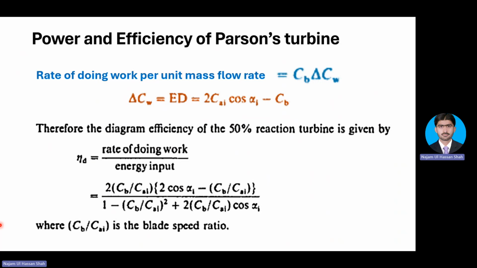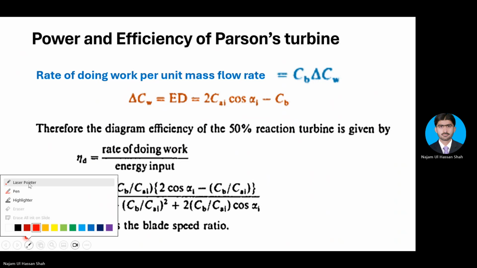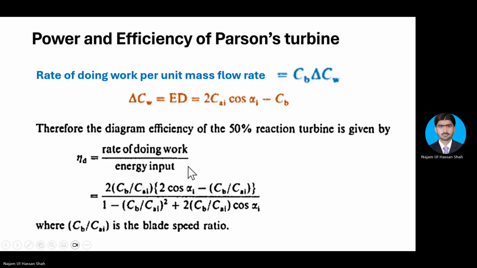Next, power and efficiency of Parsons turbine. Rate of doing work per unit mass flow rate is equal to CB into delta CW as before for the impulse turbine. Delta CW in this case can be equated to 2 CAI cos alpha I minus CB. This is a direct formula only applicable for the Parsons turbine.